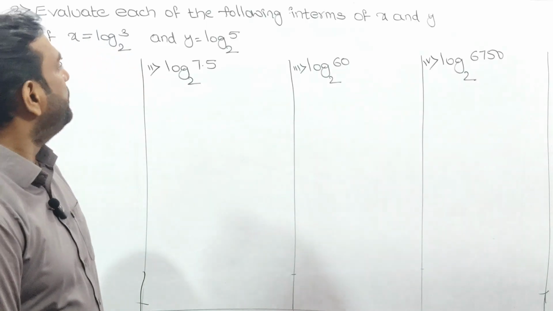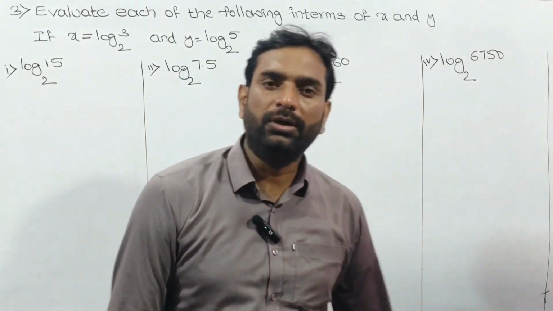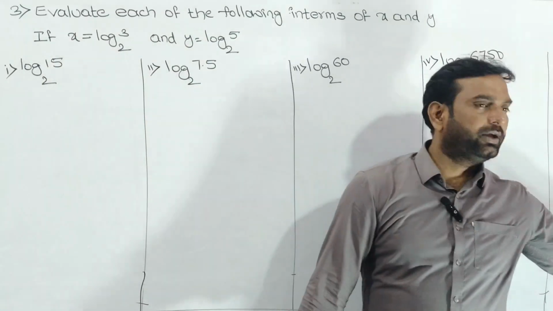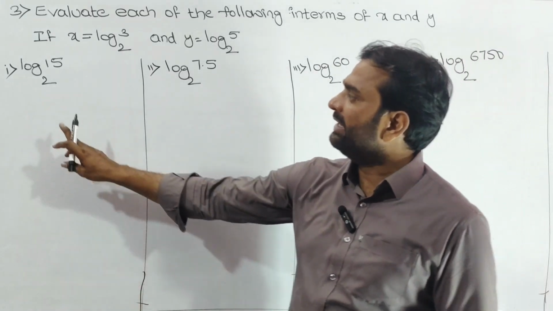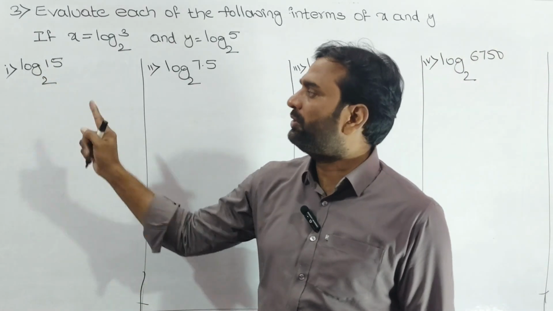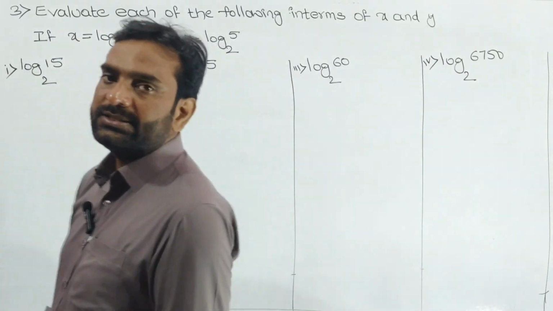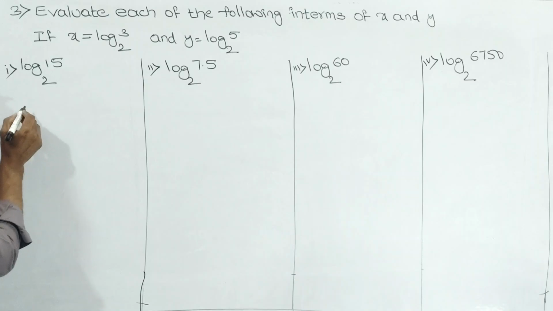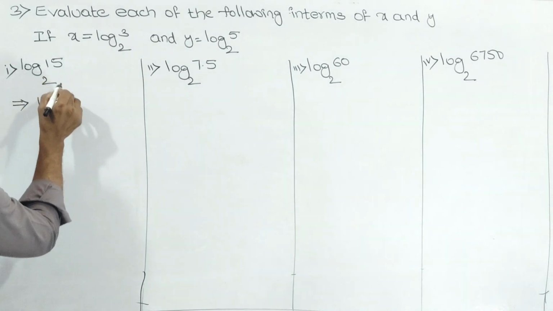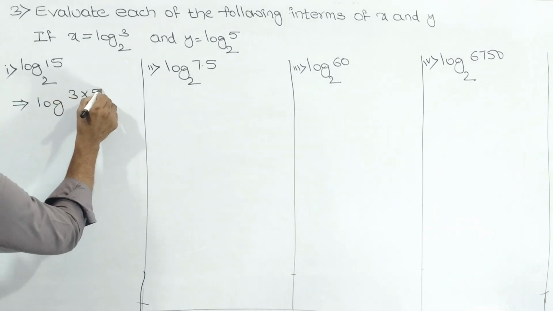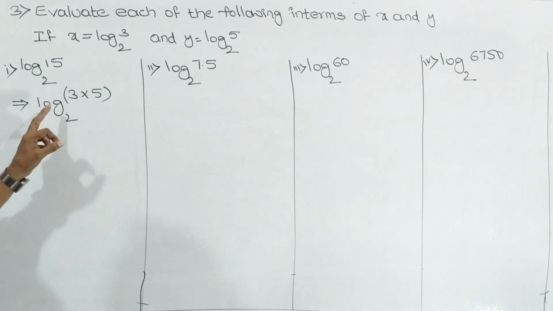Okay. Evaluate each of the following in terms of x and y. If x is equal to log 3 base 2 and y is equal to log 5 base 2. Given the expression log 15 base 2, we need to write this expression in terms of x and y. That is the condition. Listen, log 15 base 2, it is like log 15 can be written as 3 into 5 base 2. 3 5s are 15, so we can write it as 3 into 5.